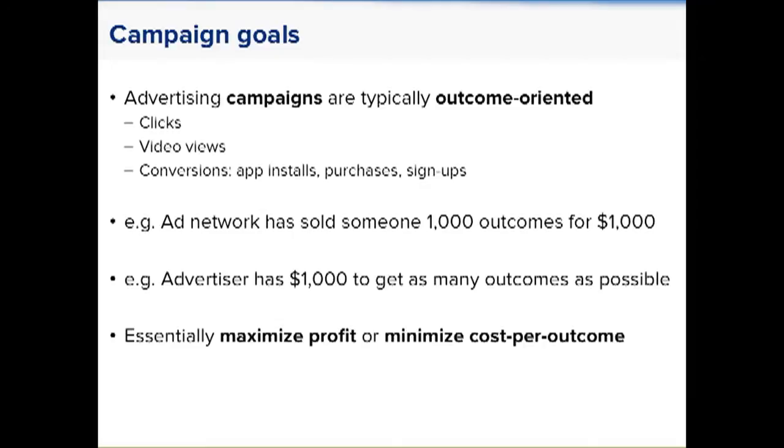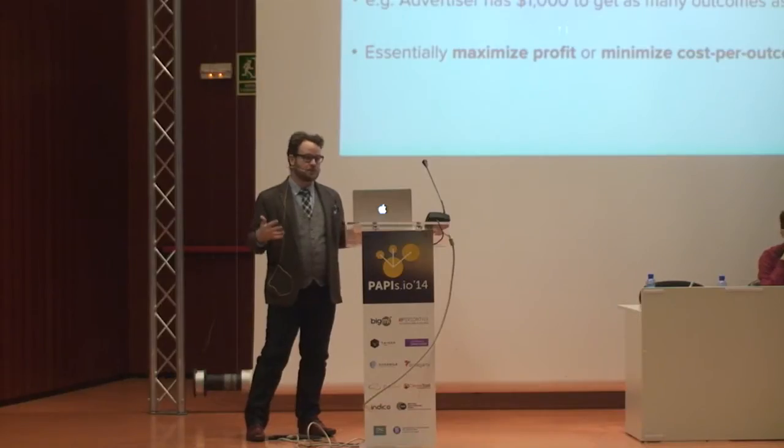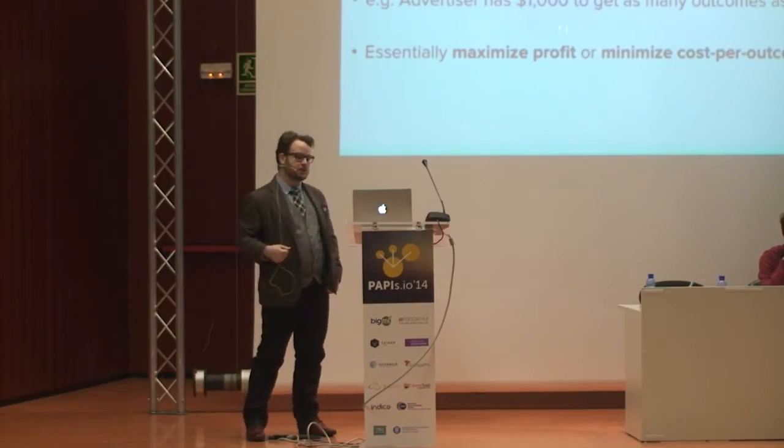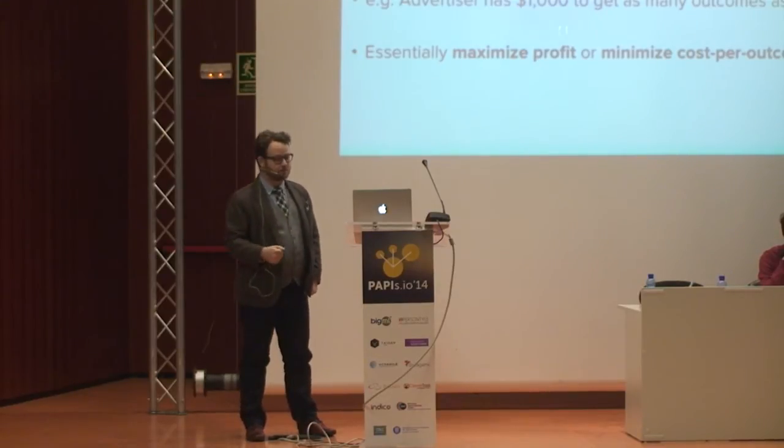So what's a campaign goal? An advertising campaign, a performance campaign, is typically what we call outcome-oriented. So an advertising campaign will be interested in people clicking on their ads. They'll be interested in people viewing videos all the way to the end. They'll be interested in people interacting with a flash object or something, or in what's called a conversion. So if you're a mobile app provider, you're interested in someone installing your app. They're interested in someone making a purchase on your e-commerce site, signing up for a service or something like that.